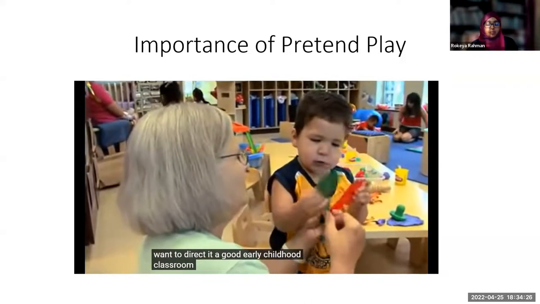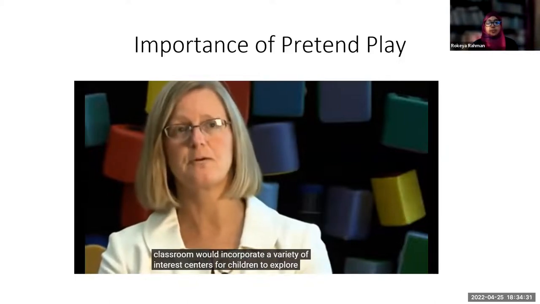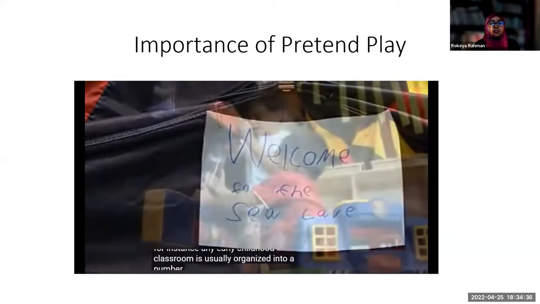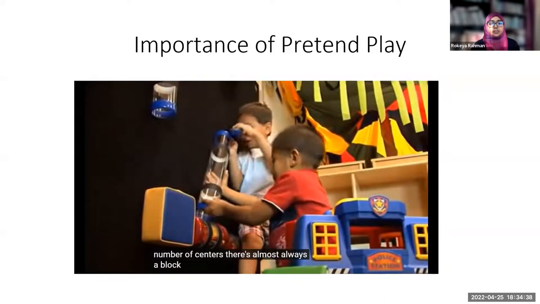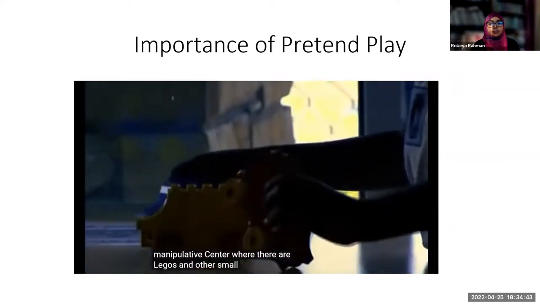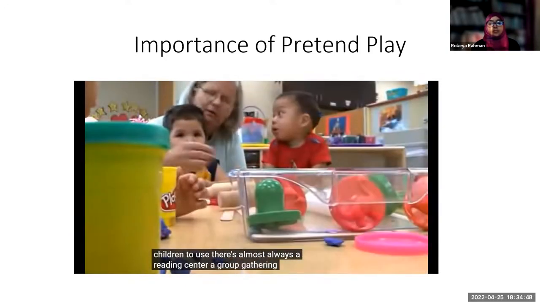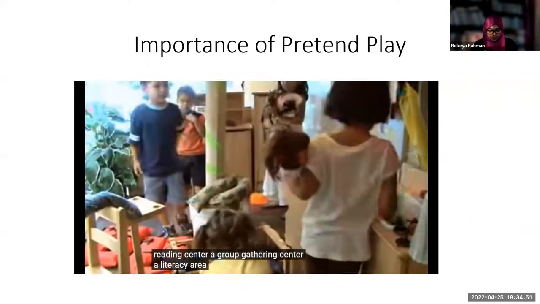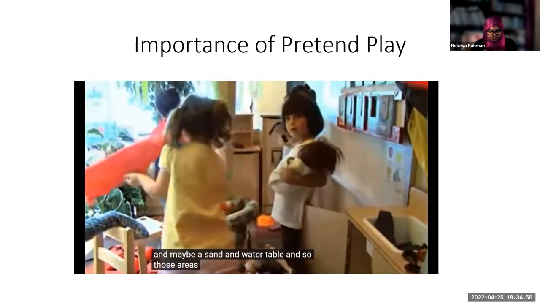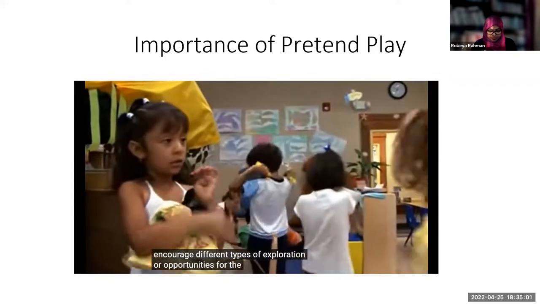A good early childhood classroom would incorporate a variety of interest centers for children to explore. So for instance, any early childhood classroom is usually organized into a number of centers. There's almost always a block center, almost always a small manipulative center where there are Legos and other small blocks for children to use. There's almost always a reading center, a group gathering center, a literacy area, maybe a science center, and maybe a sand and water table. And so those areas are purposefully there to encourage different types of exploration or opportunities for the children to learn.